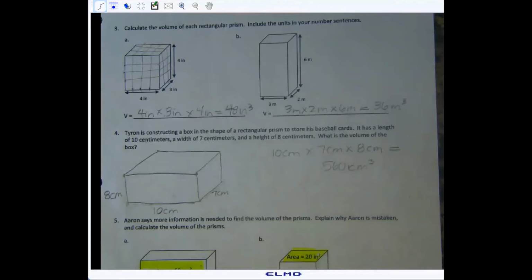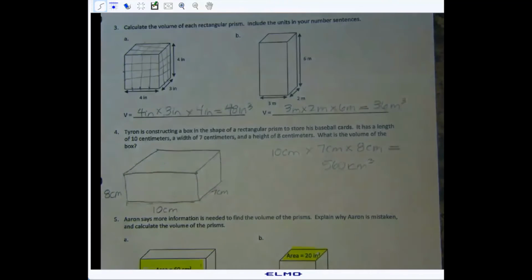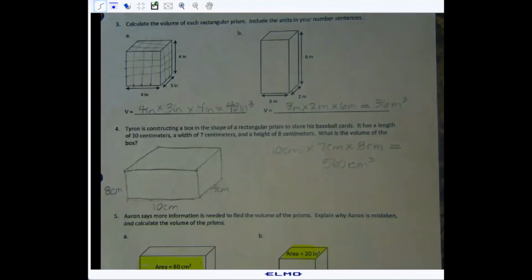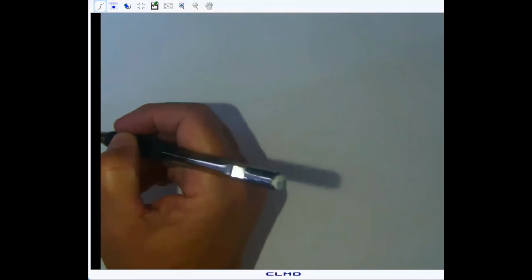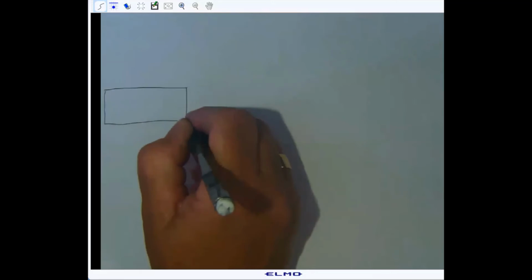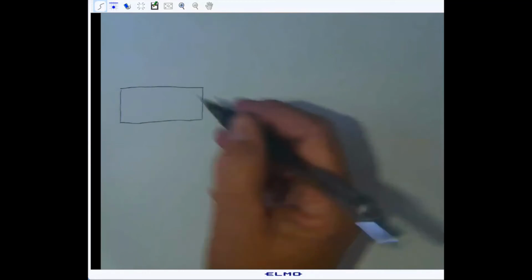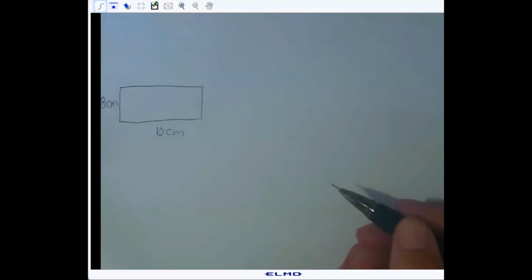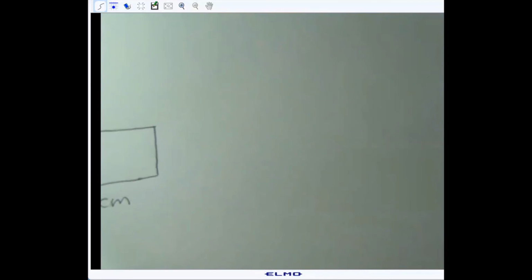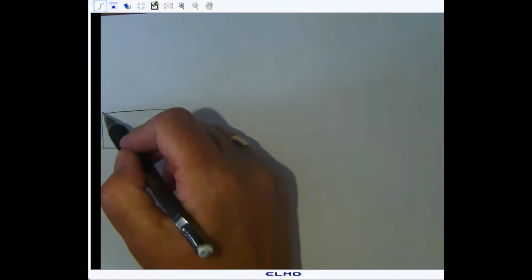Can you guys please try to draw that box? I'll show you how I did it, okay? I will show you how I drew that box. So you are going to start out with just a rectangle, the front face of the box. Okay, everybody in here can draw a rectangle. That's 10 centimeters by 8 centimeters, okay? Now, what was the width? The width is 7.